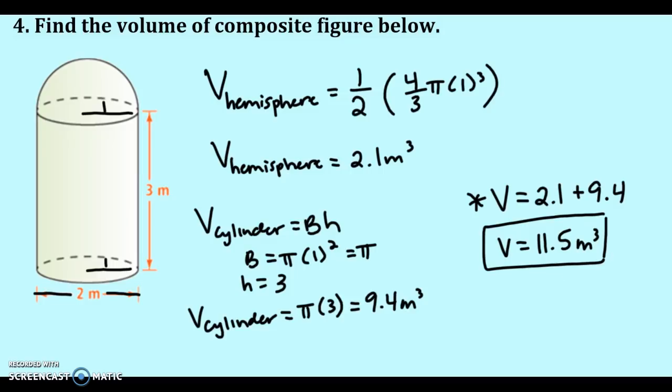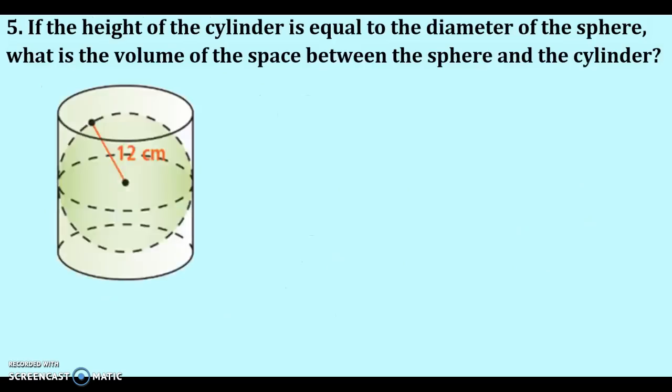If we look at this other example here, it's going to be a little bit different. So they tell me the height of a cylinder is equal to the diameter of the sphere. Well, if my radius is 12, that means that my diameter is going to be 24. Therefore, this height of the cylinder is going to be 24.